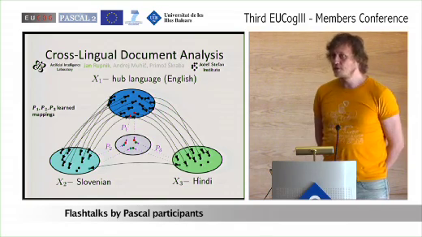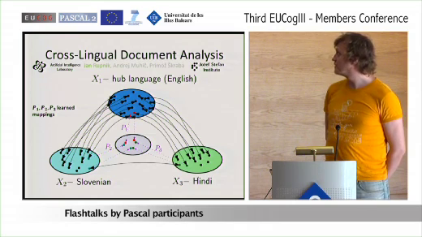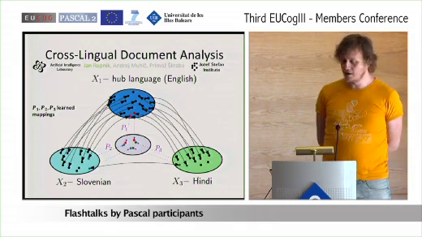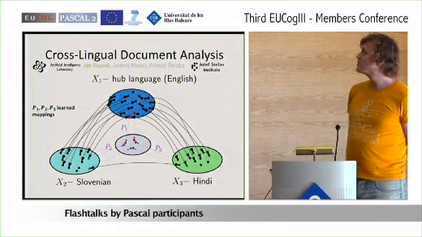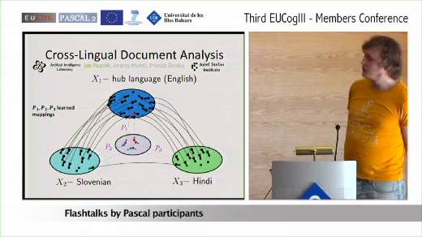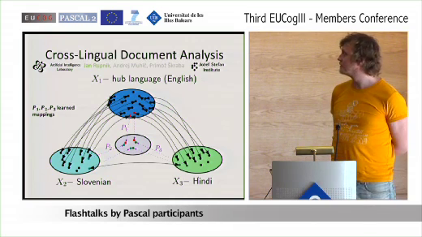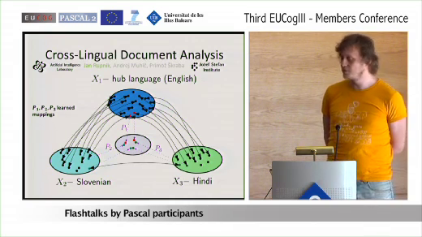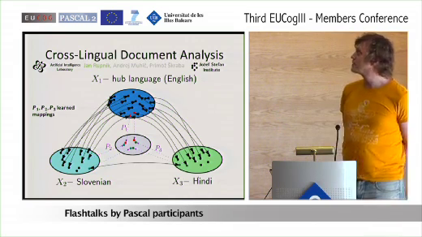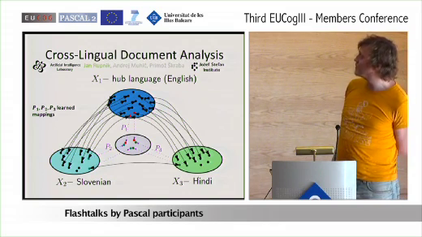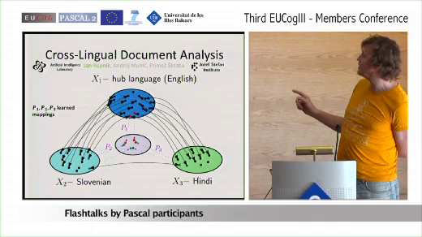Our main focus here is modeling multilingual collections of documents. The goal is to find multilingual topics so that we can represent all documents in a single common space. Here is an example. We have documents in English, Slovenian, and Hindi.